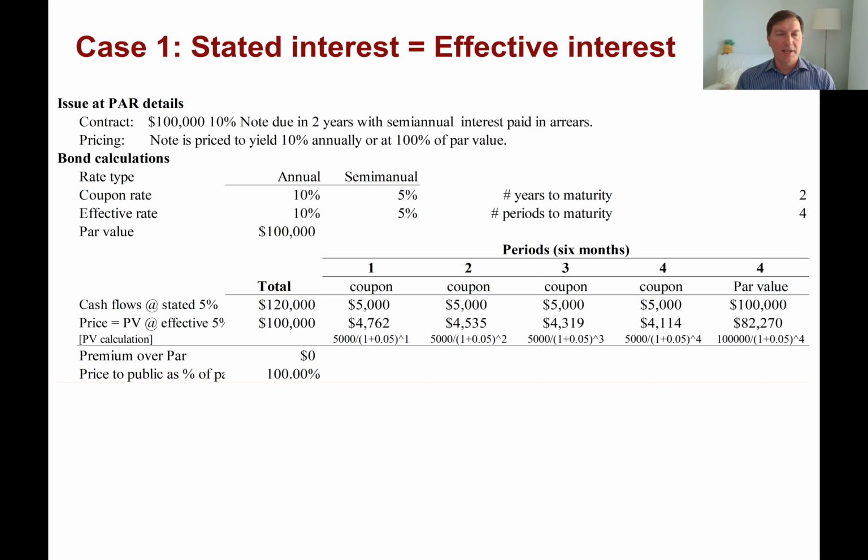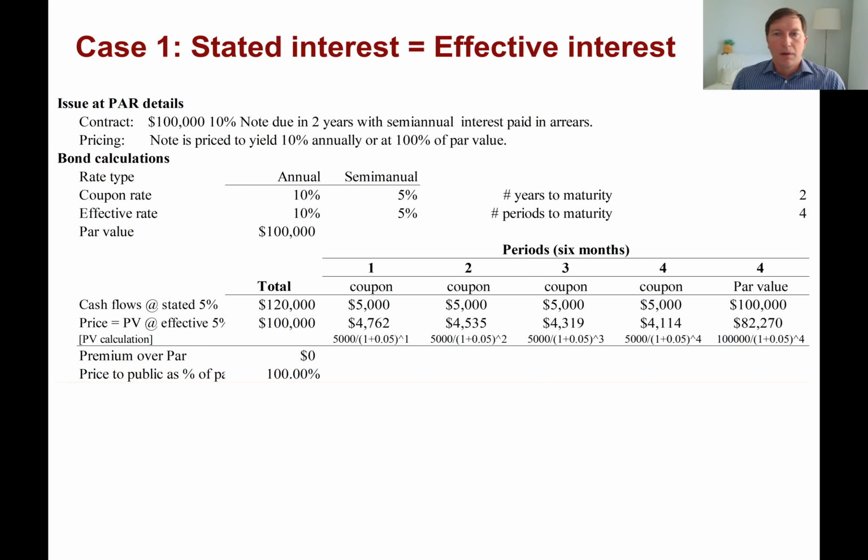So there are 2 quantities that we need to understand: quantities that come from the contract and quantities that come from the market, right? And so this contract says that we have a 100,000, 10% note, so that's stated, right? Those are stated amounts: 2 years with semi-annual interest paid in arrears, meaning at the end of every 6 months period. Now, pricing, which is market quantities: the note is priced at 10% annually, or equivalently at 100% of par. Basically that means that investors give us exactly a price equal to the par value.